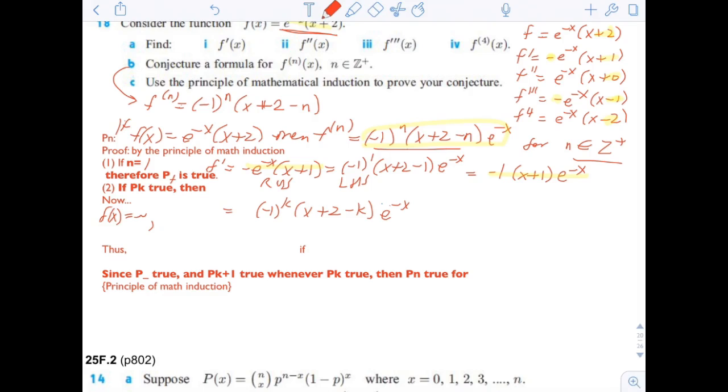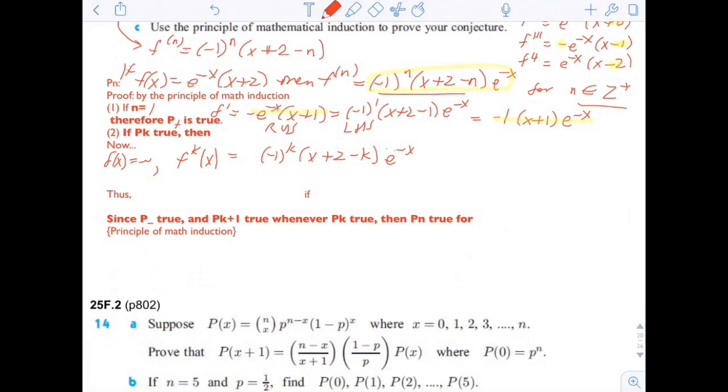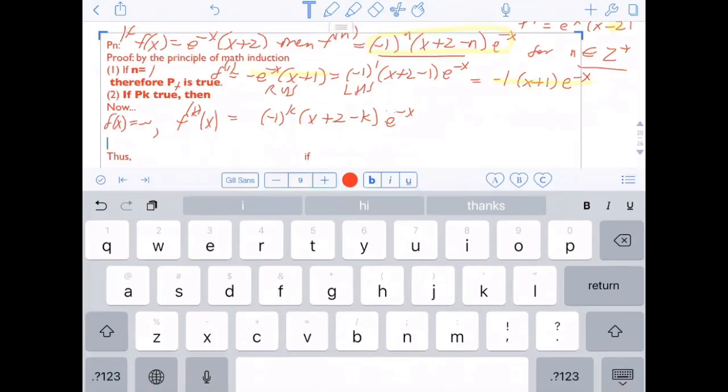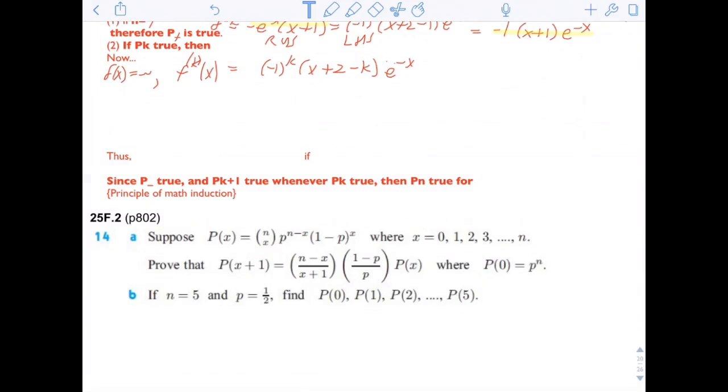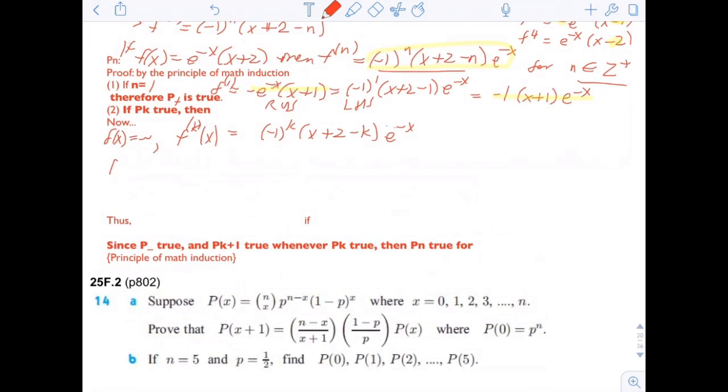Let me improve my writing here. And we'll put parentheses around these. Okay. Now let's try to write an expression in k plus 1 that goes with this. I need more space. Okay. So the k plus 1th derivative is equal to, and I'm just going to take the derivative of this expression.